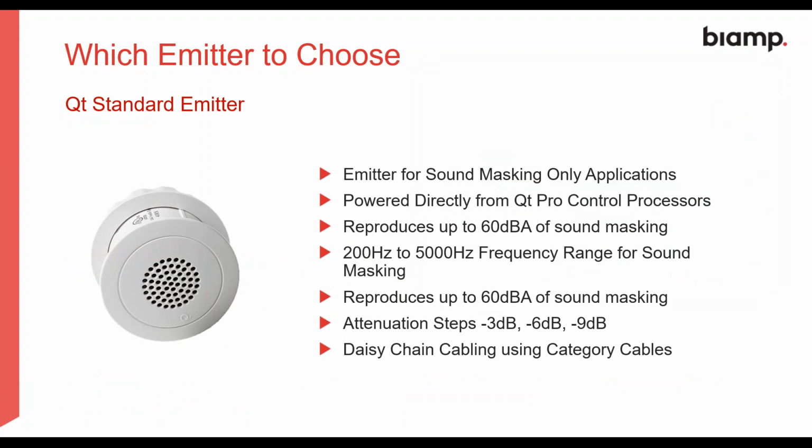We have 2 types of emitters or speakers. We call them emitters. We have the standard emitter, which is the one shown on the screen. Standard emitter works from 200 Hz to 5 kHz. It will reproduce up to 60 dBA of sound masking, and it has attenuation in the 3, 6, and -3, -6, -9 if required. This emitter will work with any of the 3 controllers.